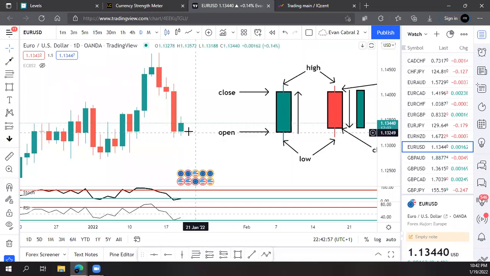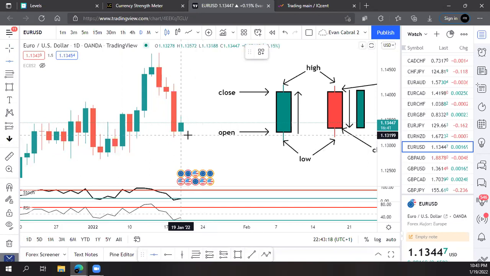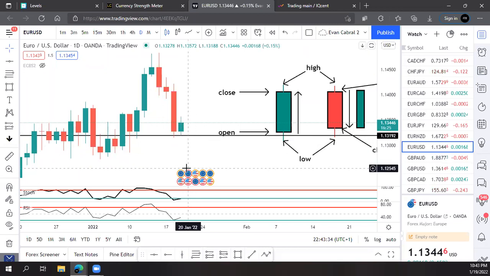So we are marking up, like I said, the low, the open, the close, and the high. I'm getting my horizontal line from this area and placing it on the last candle low. We are starting with the last candle and the previous candle. So I'm marking up the low. I dropped the horizontal line here. That's what I just did.